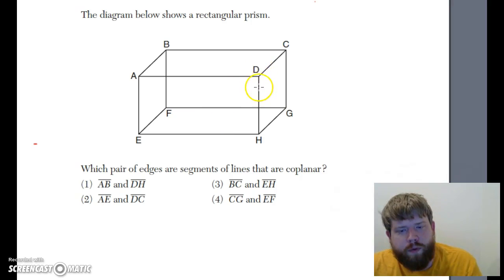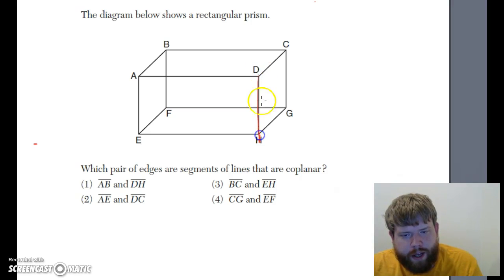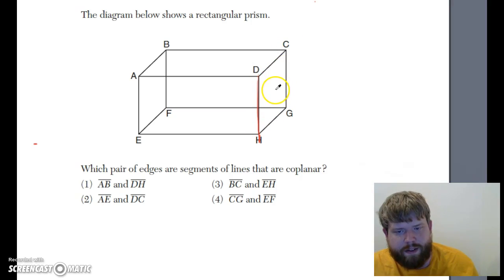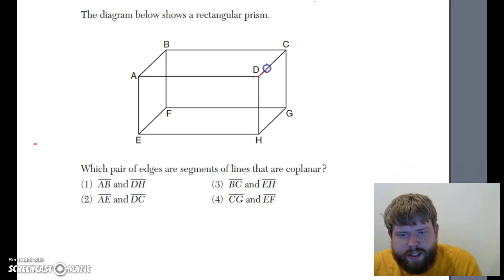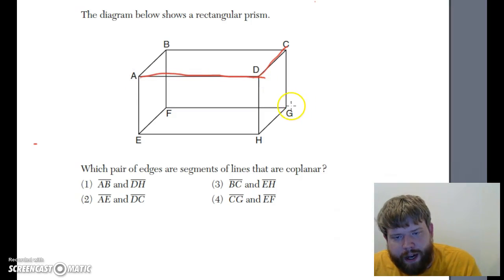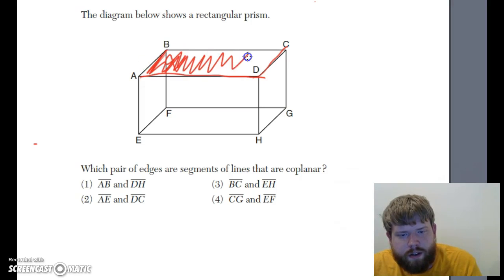Let me just point out, before we get to looking at the answer choices, a couple line segments that are coplanar. DH and DC are coplanar, and the plane that they lie in is the right-hand face of the rectangular prism. So DH and DC are coplanar in that sense. DC is also coplanar with AD, along a different plane. This time, the plane they share is the top of the box.